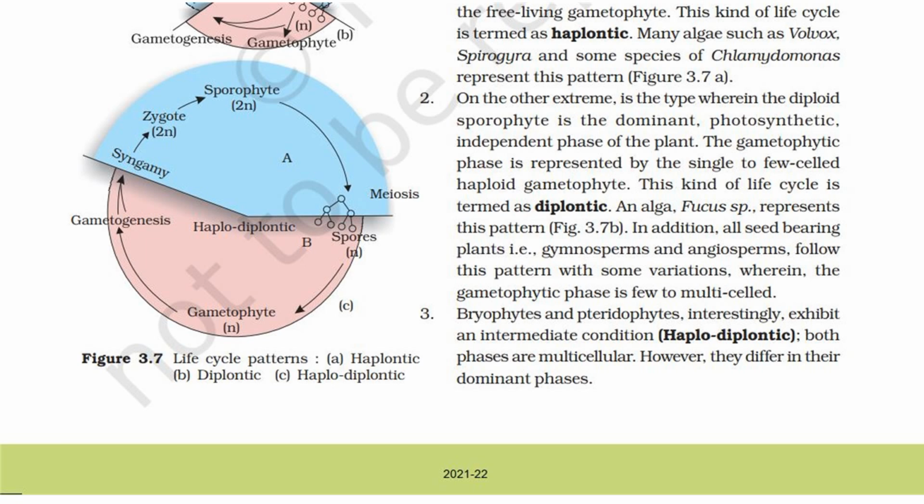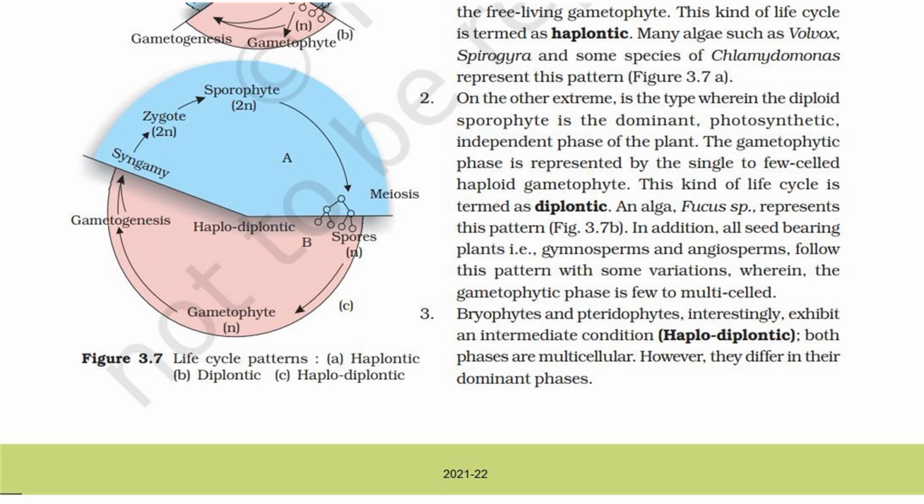2. On the other extreme is the type wherein the diploid sporophyte is the dominant, photosynthetic, independent phase of the plant. The gametophytic phase is represented by the single to few-celled haploid gametophyte. This kind of life cycle is termed diplontic. An alga, Fucus sp., represents this pattern. In addition, all seed-bearing plants, that is, gymnosperms and angiosperms, follow this pattern with some variations, wherein the gametophytic phase is few to multicelled.